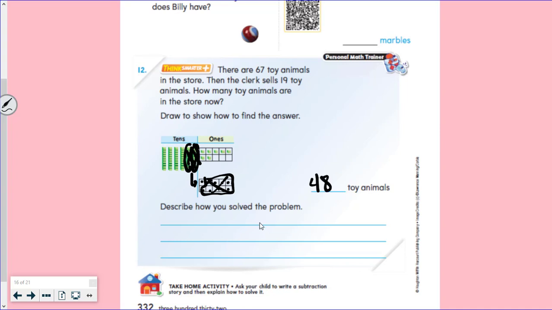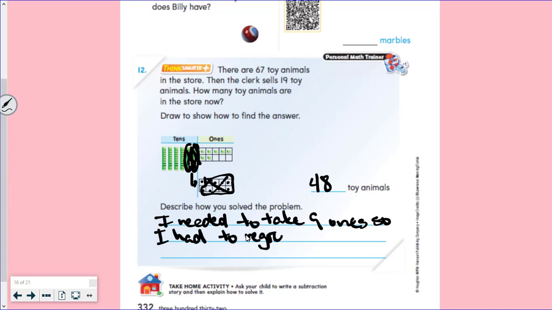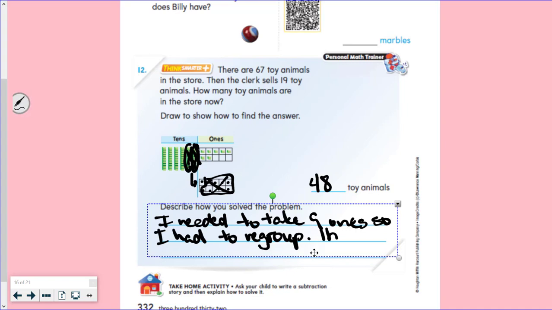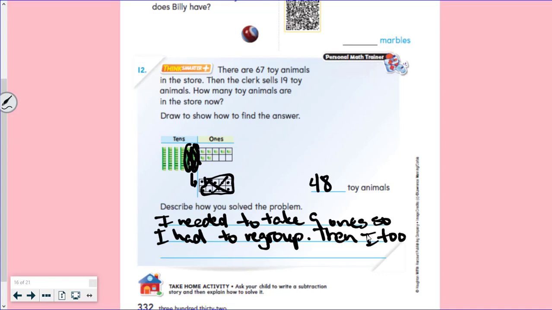And so it says describe how we solved the problem. Let's see, I needed to take 9 1s, so I had to regroup, then I took away the 10s. So you can pause your video and copy that.